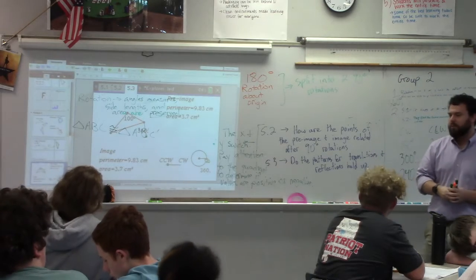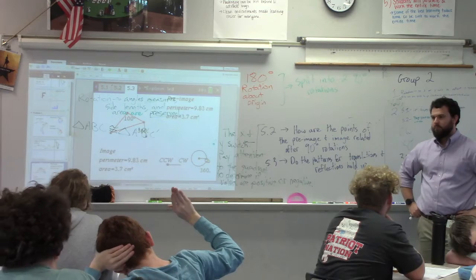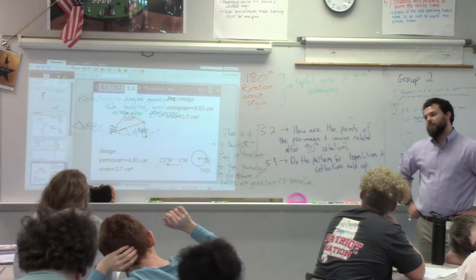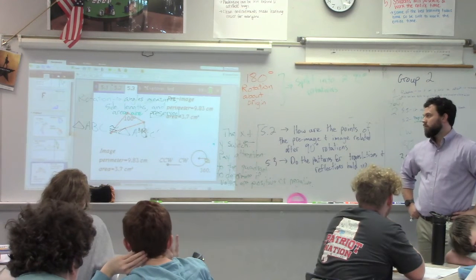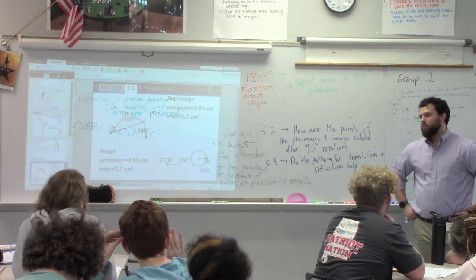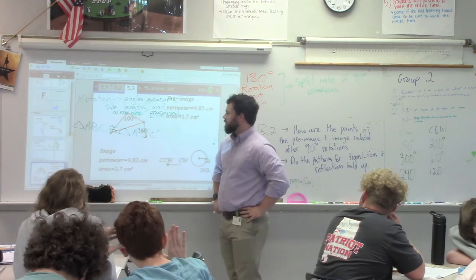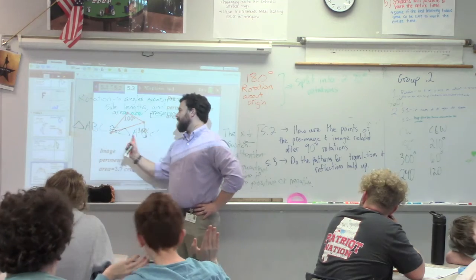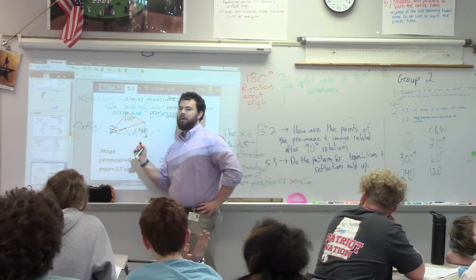Yes, Emily. The primes specifically indicate the image. I was just wondering why they put it on every single letter. It's because it's indicating specifically that A maps to A prime, B maps to B prime, and C maps to C prime.